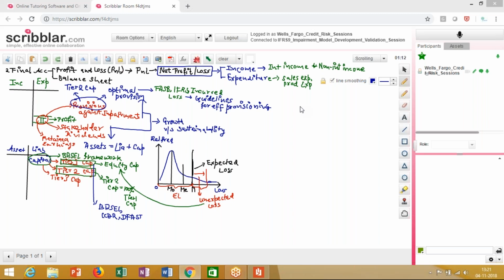Okay. And which regulation talks about this economic capital? Is it Basel, IFRS 9, CCR, DFAST? No. Economic capital has a separate literature, and it doesn't come under any regulation or provisioning. ECAP is more of a business concept.